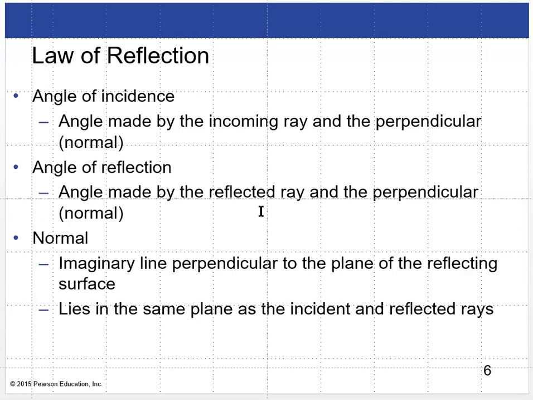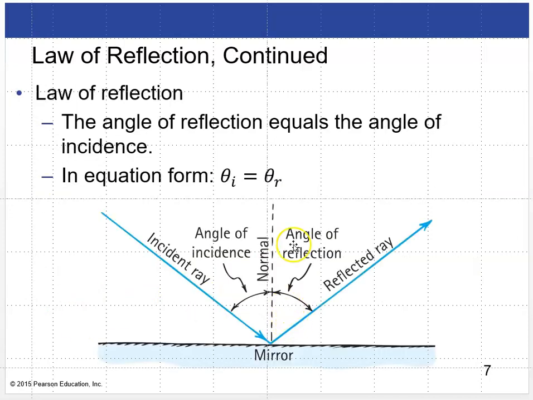The normal actually stands for perpendicular. The normal is an imaginary line perpendicular to the plane of the reflecting surface. It lies in the same plane as the incident and reflected rays. And here is a diagram of that. Here's the surface that you're reflecting off of. And here's the incident ray. Here's the normal. There's the angle of incidence. Here's a reflected ray. Again, here's the angle of reflection relative to the normal, not relative to the surface.